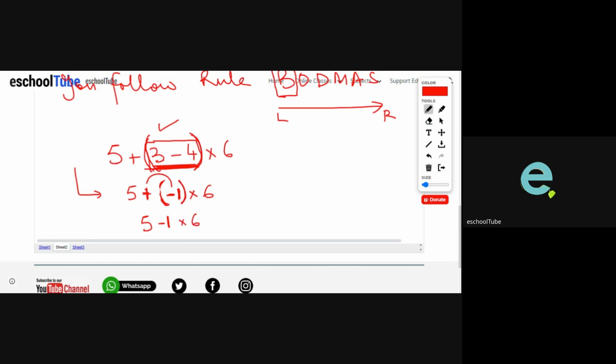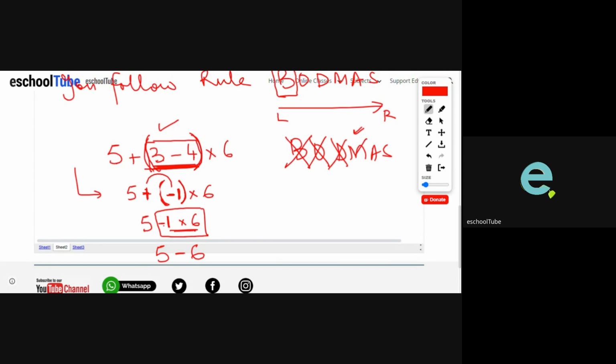Now you have removed the bracket. Again I'm writing BODMAS. Bracket I have done, there is no order because there is no power, there is no division. Next you have to do multiplication. So you first multiply these two numbers. -1 multiplied by +6, what should be the answer? Negative 6. -6, and this is your 5.